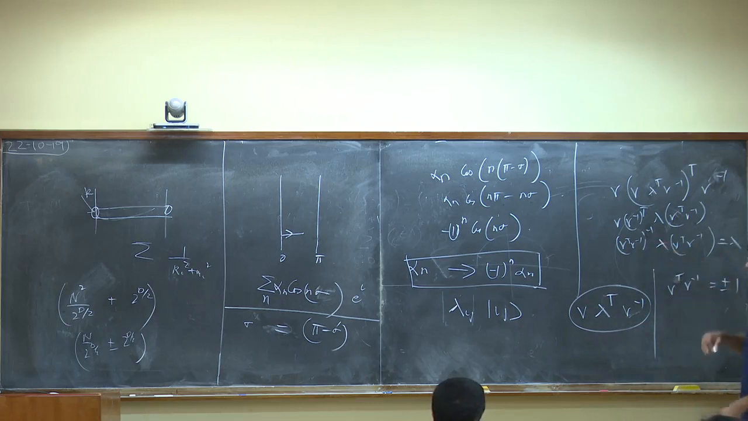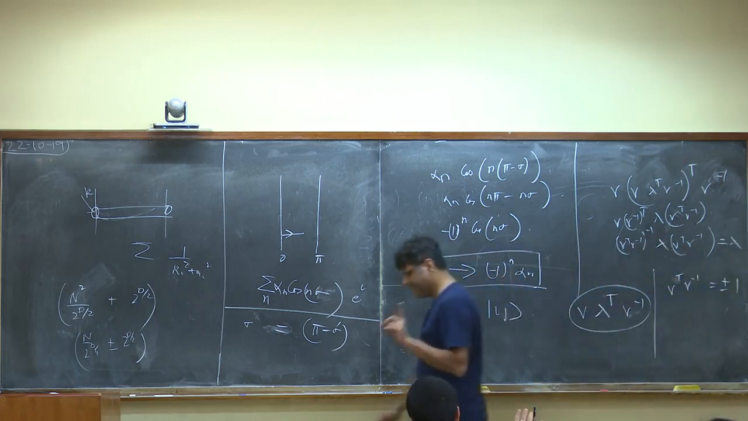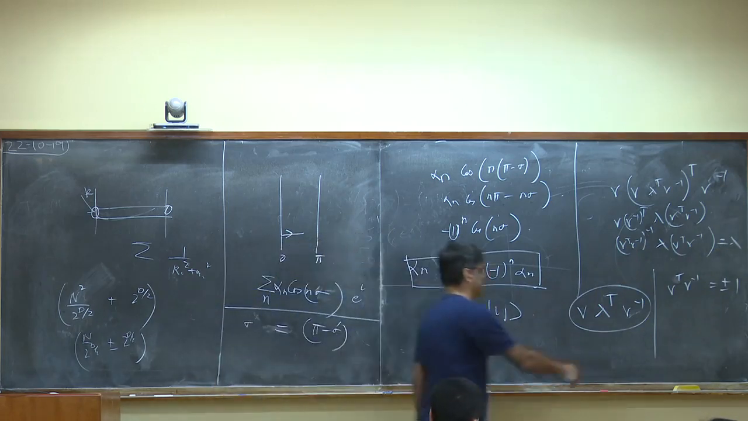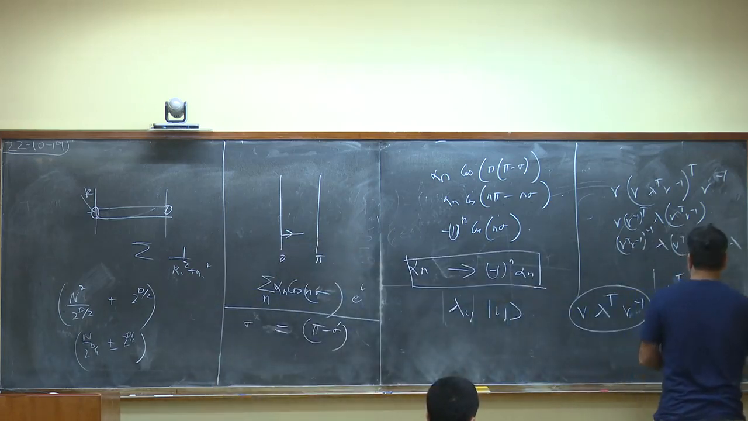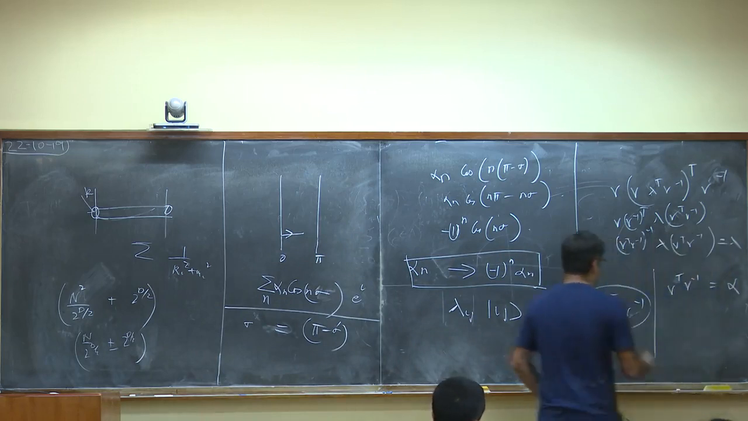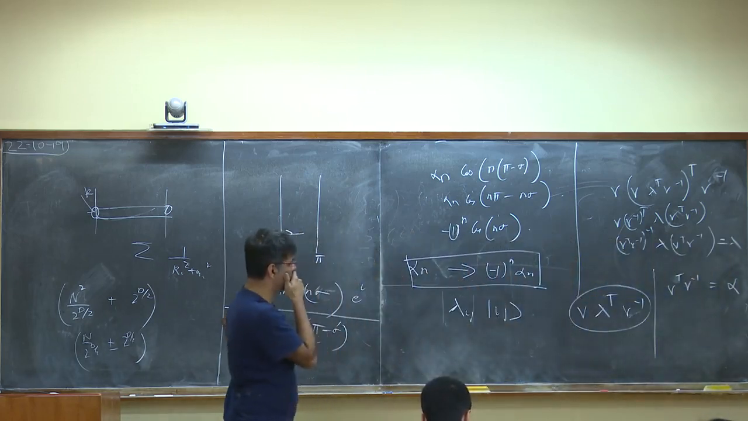Because the inverse is also there. In fact, any complex number. You're right, this can be at the moment any number. Gamma transpose is some alpha. Any complex number, you're right, absolutely right.